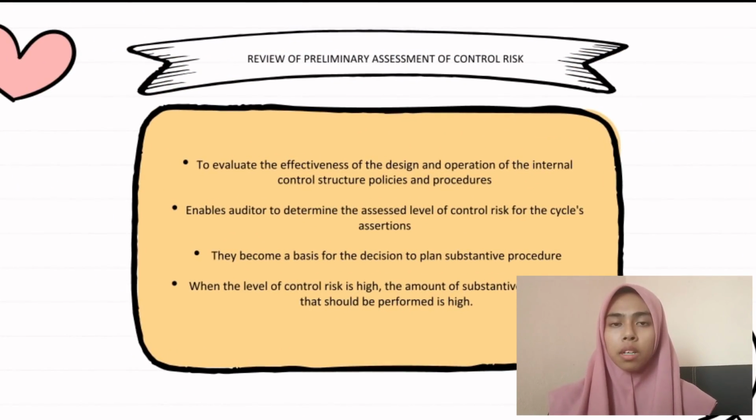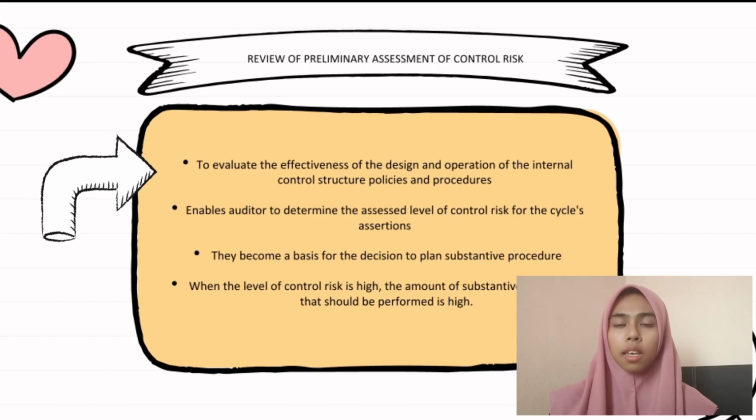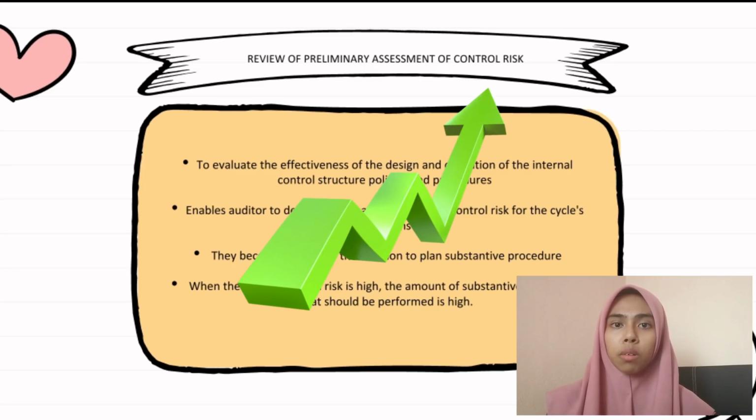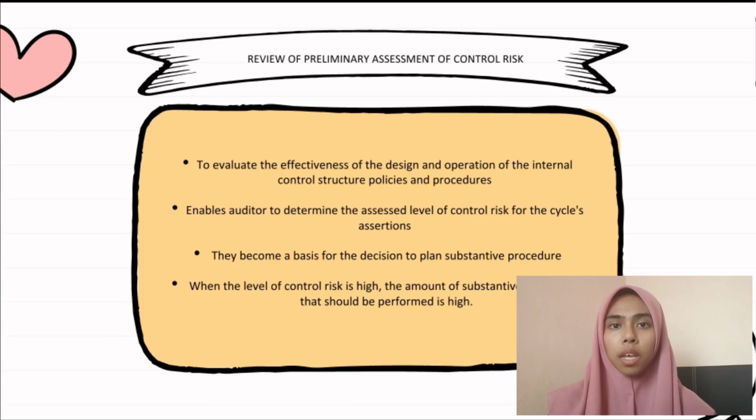Review of preliminary assessment of control risk. The purpose of test of control is to evaluate the design and operation of the internal control structure, policies and procedures, which in turn enables the auditor to determine the assessed level of control risk for the cycle assertion. The assessed level of control risk should be documented and determined because it becomes the basis for the decision to plan the level of substantive procedures to be performed next. When the level of control risk is high, then the amount of substantive procedures to be performed next is high.